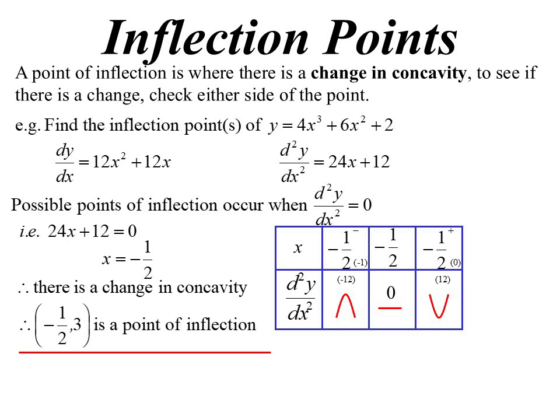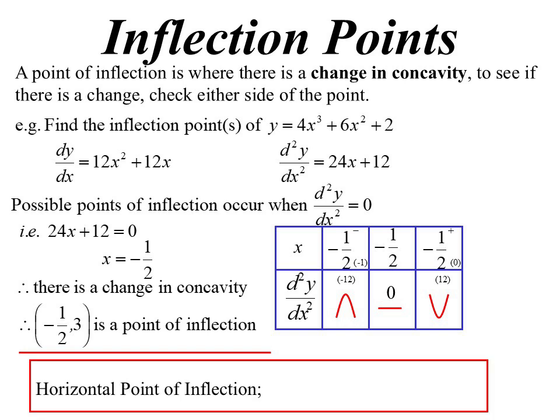So it's not like the stationary points, because when the first derivative is equal to 0, it must be a stationary point. So I can conclude that straight away. But with the second derivative one, it's a possible inflection point. So I have to justify why that works. Oh, I know there's a change in concavity, therefore it is an inflection point.